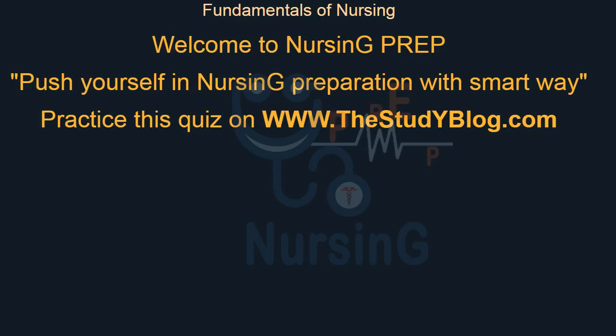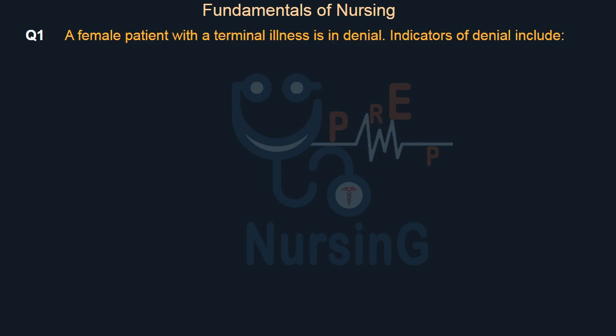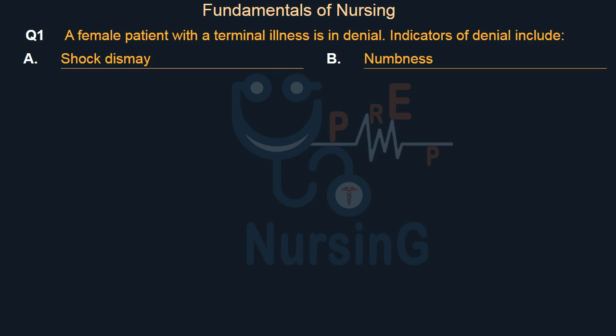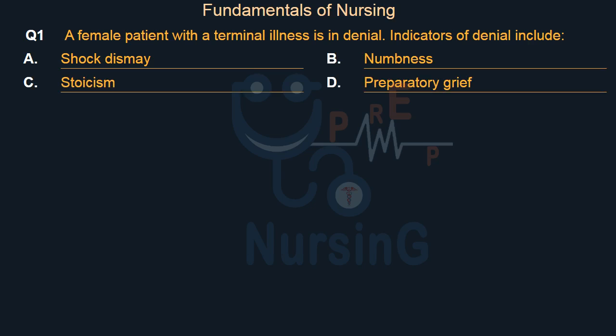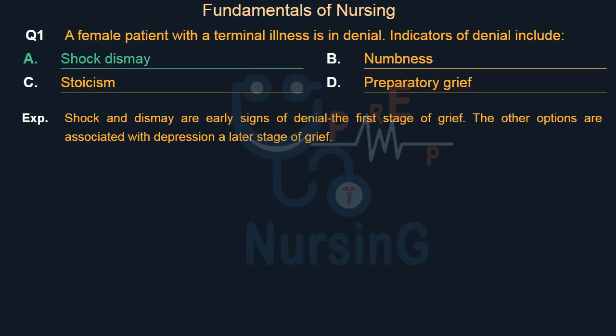www.thestudyblog.com. Fundamentals of nursing. A female patient with a terminal illness is in denial. Indicators of denial include: Option A, shock dismay. Option B, numbness. Option C, stoicism. Option D, preparatory grief. Right answer is Option A, shock dismay. Shock and dismay are early signs of denial, the first stage of grief. The other options are associated with depression, a later stage of grief.